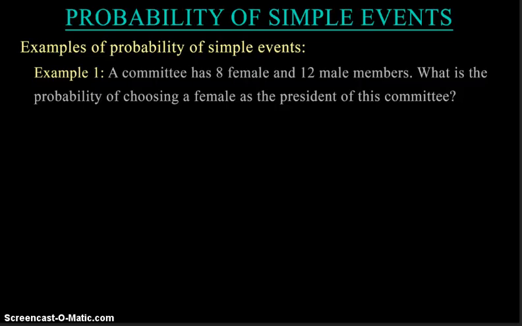Okay, so we have your example number 1. A committee has 8 female and 12 male members. So what is the probability of choosing a female as the president of this committee?